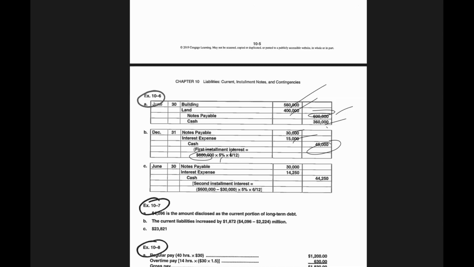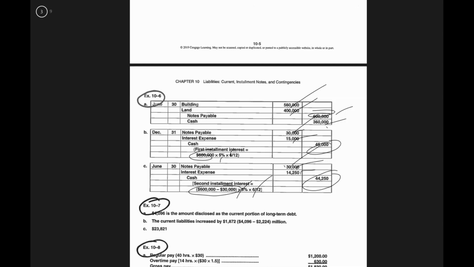Then on June 30th, letter C, another payment. Again, we take down the note by 30. Now we actually have not $600,000 out there, but only $570,000 times 5% times a half a year. That's $14,000. So our cash payments will actually go down, but we're making the payments against the note consistent.